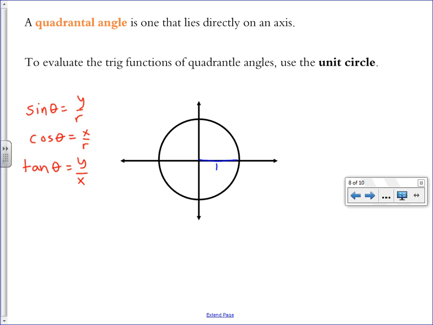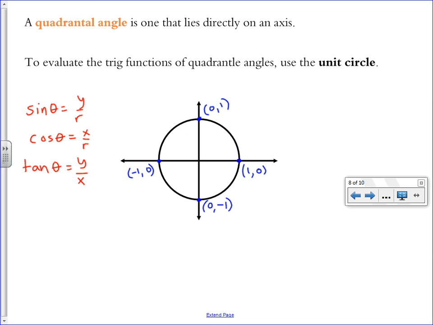So the radius of my circle is 1, which means the point right here on the axis has an x-coordinate of 1 and a y-coordinate of 0. That's the point 1, 0. The point here is 0, 1. The point here is negative 1, 0. If you're just thinking in terms of coordinate points, the x, comma, y. For this one, it's 0, negative 1. So now we have an x, y labeled for each of the quadrantal angles.